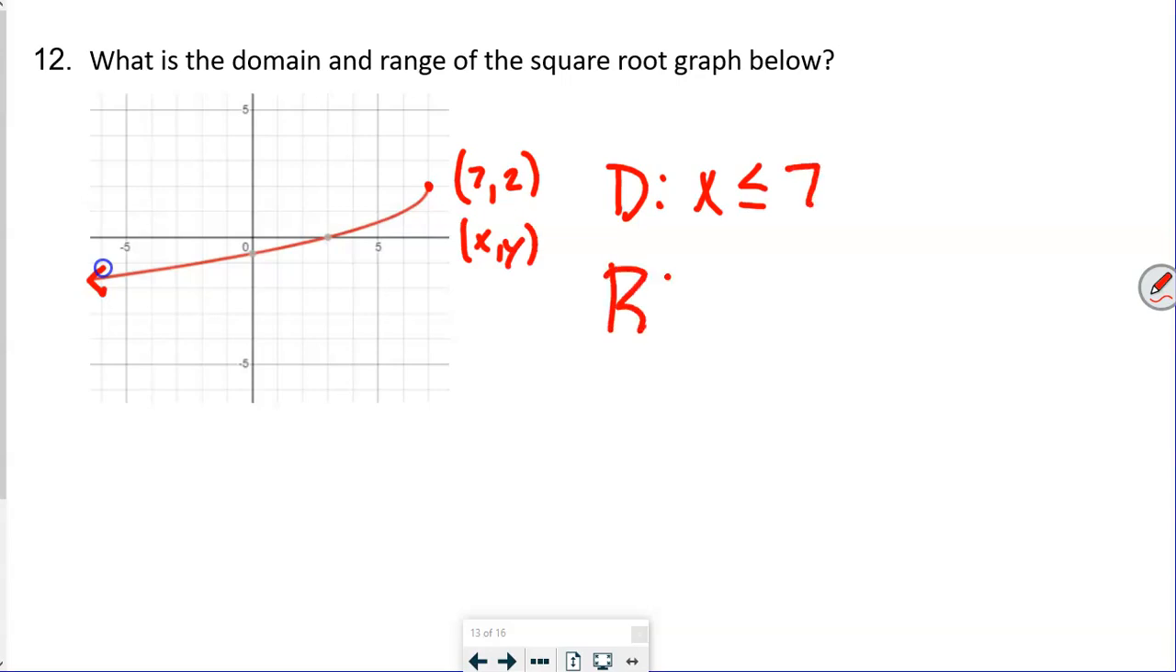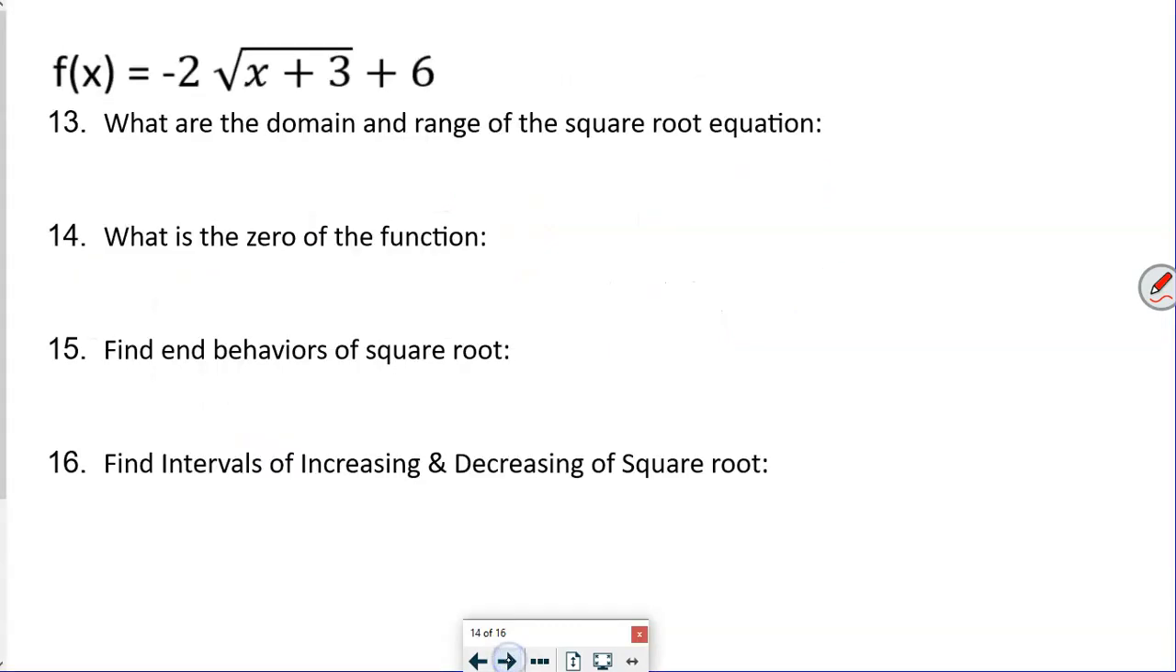Then our range, same thing, we're going to talk about y. So y, what's happening to y? Is it getting bigger or is it getting smaller? And it looks to me like it's getting smaller because it's headed towards negative infinity down here, right? So here again, y is going to be less than or equal to, and our y value was right there, and that's 2. So that's our domain and our range for this square root function in this graph.